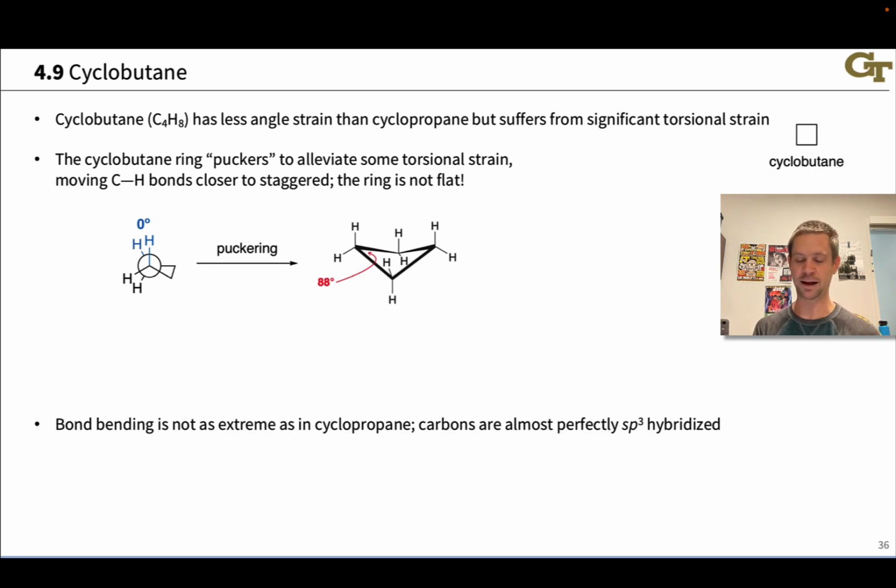And the bond bending here is not as extreme as in cyclopropane, and the carbons are actually almost perfectly sp3 hybridized as a result of the bond bending, which is quite nice. So there is some angle strain here, but it's not as severe actually as it is in cyclopropane.